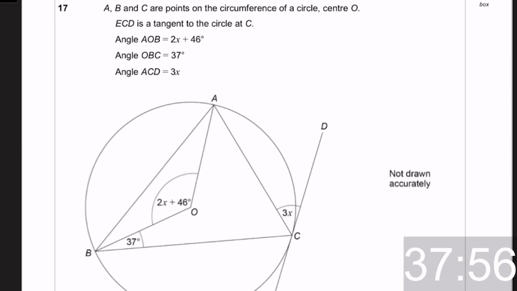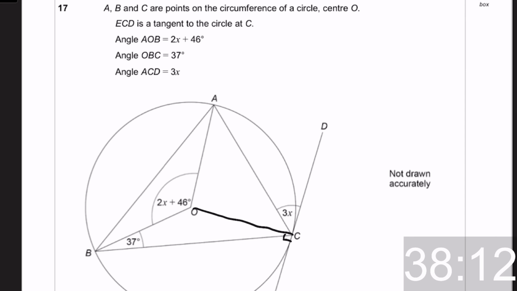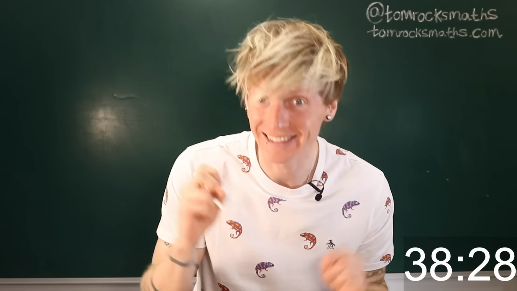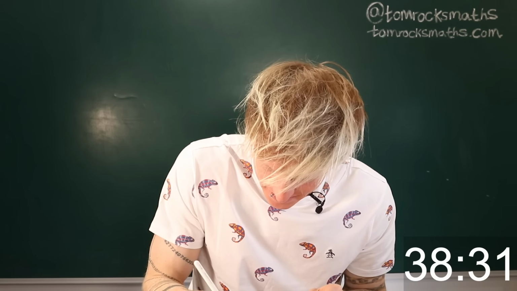Okay, stop stalling, Tom. A, B, and C are points on the circumference of a circle. ECD is a tangent. Okay, so I know if I went to the centre, that would be a right angle. I'm going to add that in. I know that circle theorem. Angle AOB is 2x plus 46 degrees. OBC is 37 degrees, and ACD is that. Now this is nice because I know lots of things straight away, actually. This isn't that bad, he says. Let's see, getting ahead of myself.